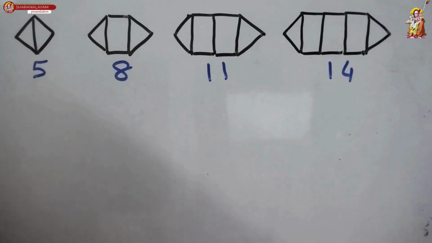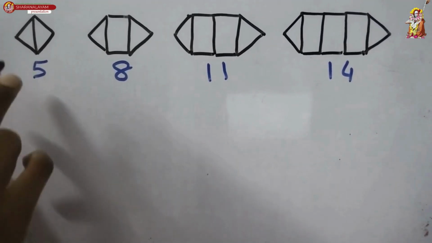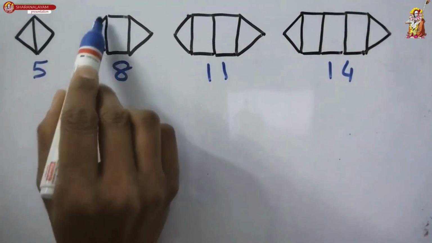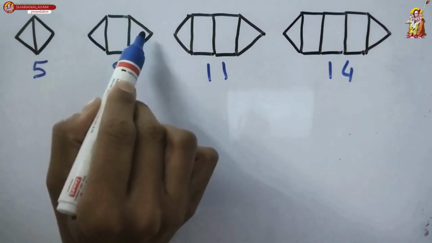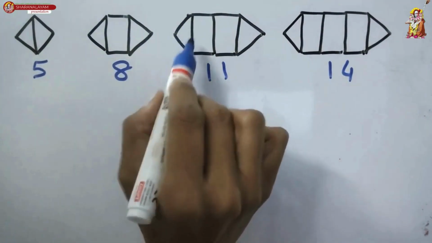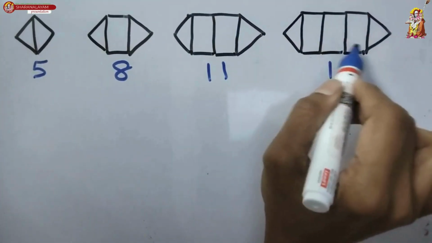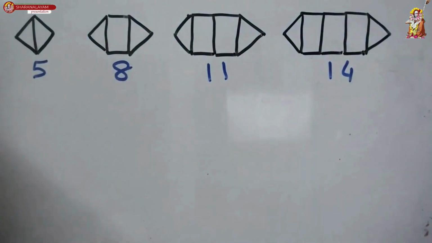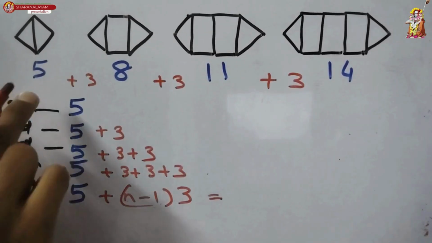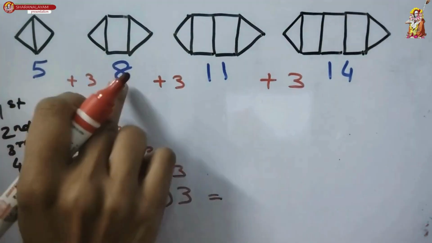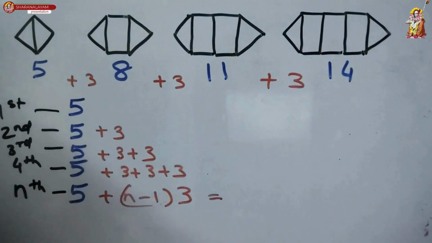Next pattern. So here what do we have? The first pattern has 1, 2, 3, 4, 5 matchsticks. The second one has 1, 2, 3, 4, 5, 6, 7, 8. Third one has 1, 2, 3, 4, 5, 6, 7, 8, 9, 10, 11. Similarly, the next one has 14 matchsticks. So how will you find the general rule for the number of matchsticks in this pattern? Same way. Here, 3 matchsticks are getting added at each step. 5 plus 3, 8, 8 plus 3, 11, 11 plus 3, 14.